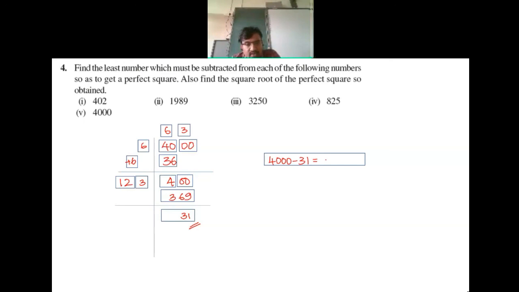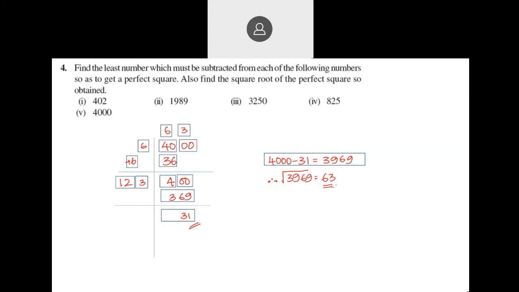What are you telling, sir? 3969. What should be subtracted? 31. 3969, sir. The square root is equal to 63. 63, sir. Now all of you have understood. Yes, sir.